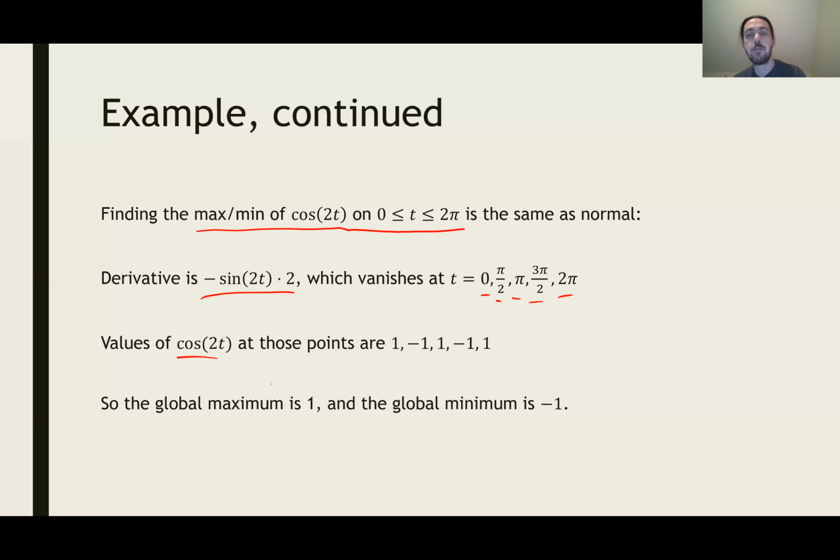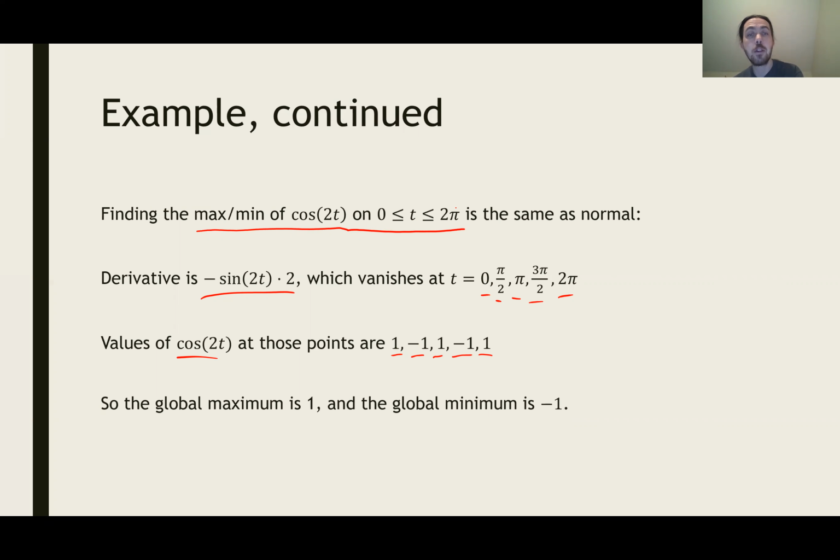And the values of our function at those points are, well, if I plug in 0 to cos of 2t, I get cos of 0. That's 1. If I plug in pi over 2 to cos of 2t, that's cos of pi. That's minus 1. And so on and so on. So the values of the function at these critical points of the one-dimensional region are 1 and minus 1.